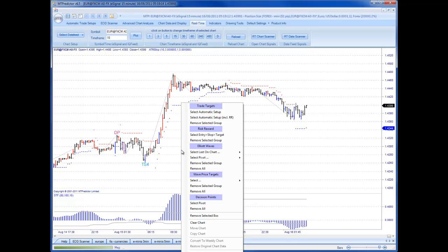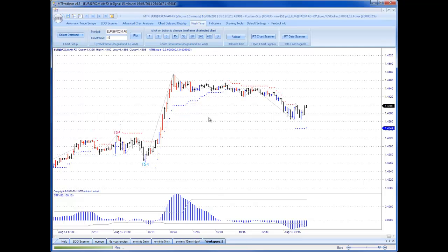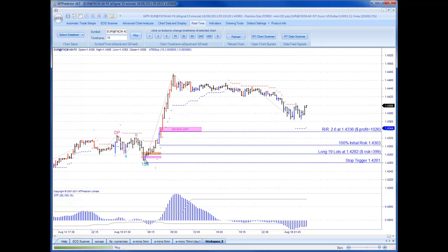Let's put the analysis on. Again, this is very easy. Right mouse click, select automatic setup, click on the blue buy reversal bar, which incidentally was the actual very bar of the low of the corrective low here. So it had you long right from this low bar here.